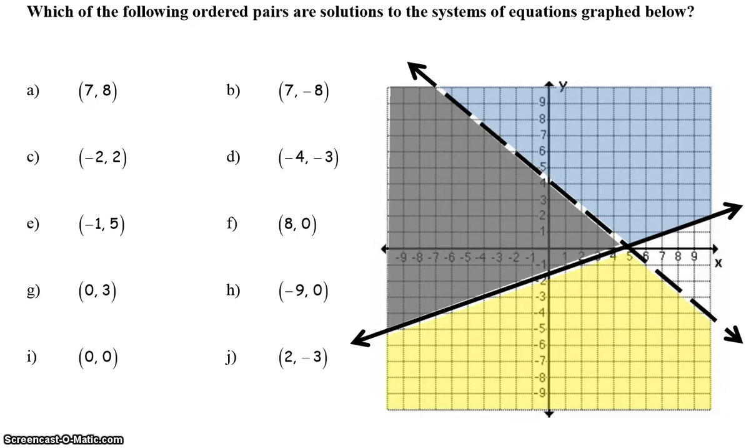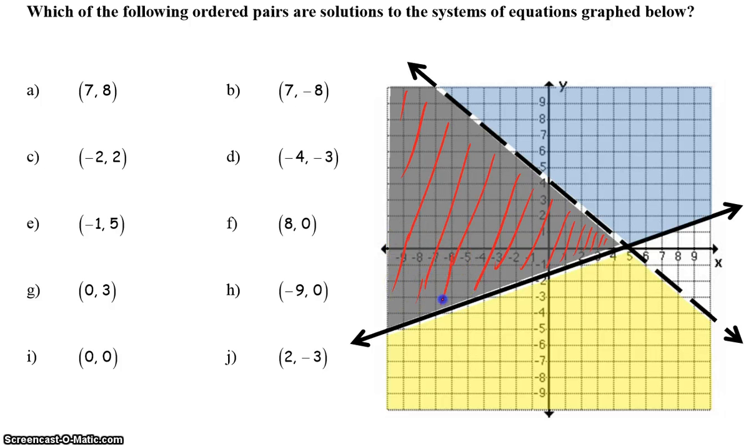Which of the following ordered pairs are solutions to the system of equations graphed below? In a problem like this, your focus is to find the ordered pairs that are in the dark shaded region. Sometimes it's easier than others to determine that. In this case, this area I'm highlighting here is considered your dark shaded region.